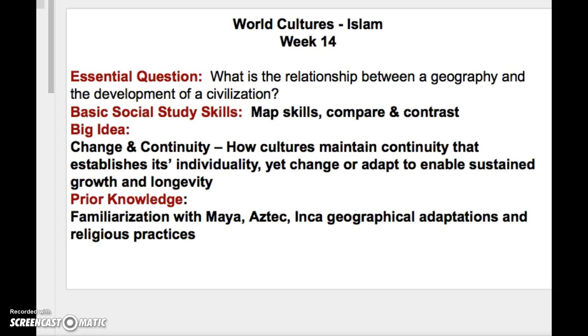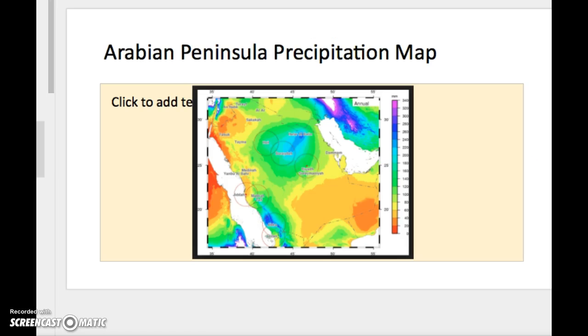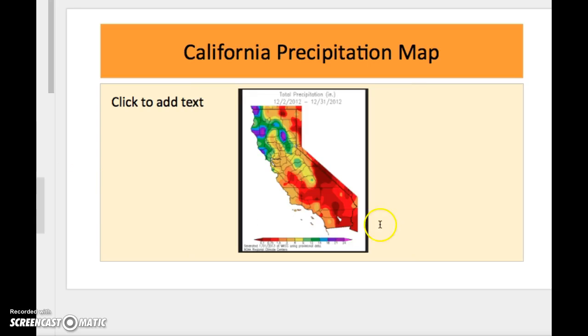I'm going to have you think back to the Maya, Aztec, Inca, the Americas unit that we discussed early on in the semester, looking at its geographical adaptations and religious practices. To begin with, we're going to take a look at the geography of the Arabian Peninsula, specifically the precipitation map, and I'm going to have you compare that with the rain levels in California.